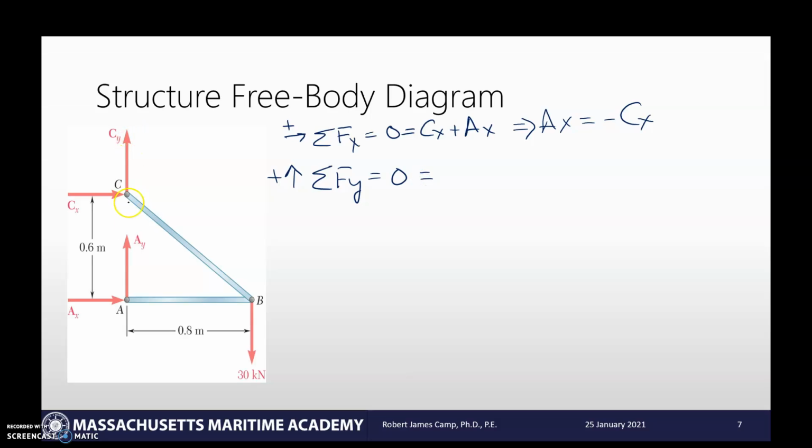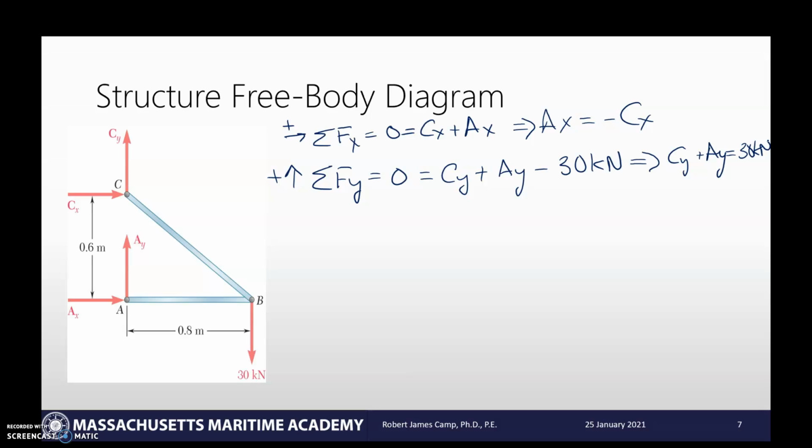So as I look at this, I get Cx and Cy and Ay in the positive direction. And then I have negative 30 kilonewtons in the negative direction. And so from there, I still don't have anything solved yet. So I have Cy plus Ay is equal to 30 kilonewtons. Okay then, so now we need another equation.